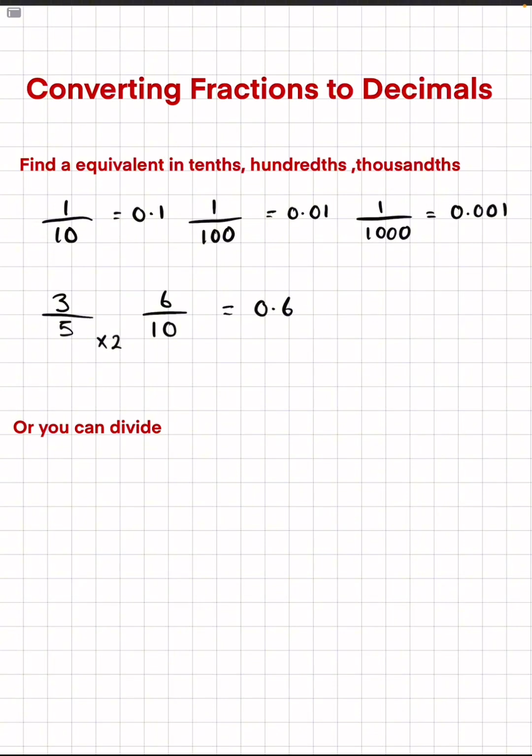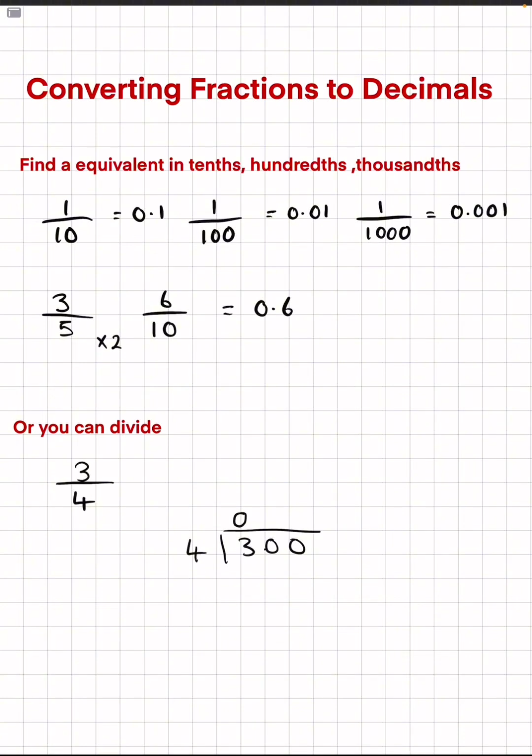Or you can divide. For example, if we wanted to convert 3/4 to a decimal, to make the calculation easier, we can make the top number 100 times bigger by multiplying it by 100. So we have 300 divided by 4. You can choose to make it 10, 100, or 1,000 times bigger, but we've chosen to make it 100 times bigger.